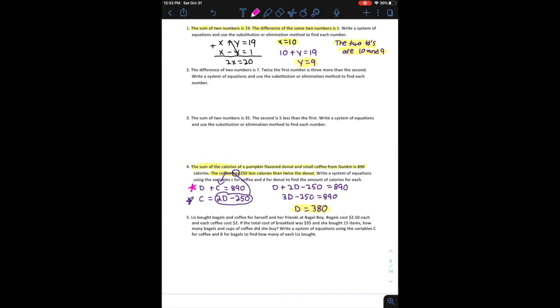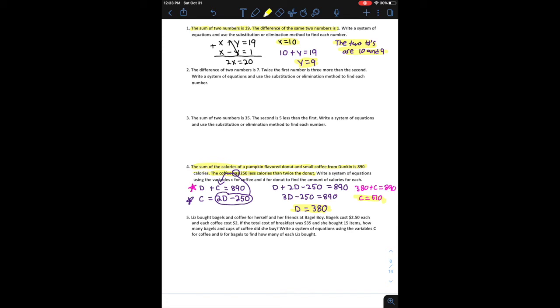So the donuts plus the coffee is 890. So I now know that 380 plus the coffee is 890. And in order to solve for the calories that the coffee has, we would do 890 and subtract 380, getting 510. Since this is a word problem, we're not going to write our answer in an ordered pair. You would write a sentence saying that the coffee has 510 calories and the donut has 380 calories.